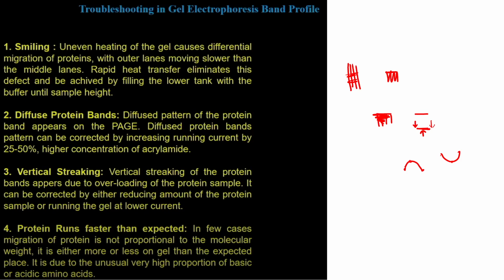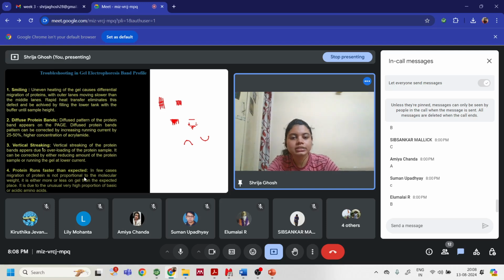Okay, so these are some kinds of defects. We will discuss some more defects in the next question. Okay, any doubt in these? I have attached the gel picture so that you get an idea of how it actually looks to understand this problem better. Any doubt?